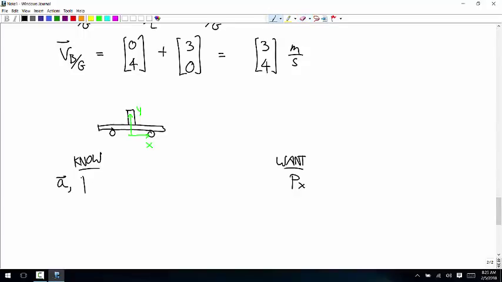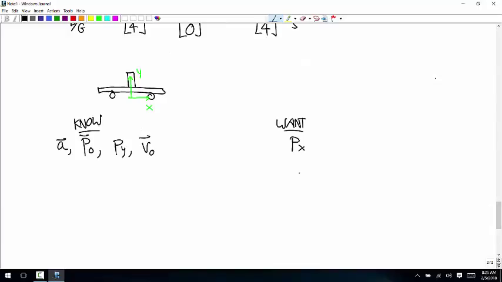So the initial position, we know something about the final position. We know the y component because it's going to be on the ground. We know the initial velocity. We just calculated that. We don't know anything about the final velocity. So is there an equation that works with these? I think it turns out that there's no equation that works here.